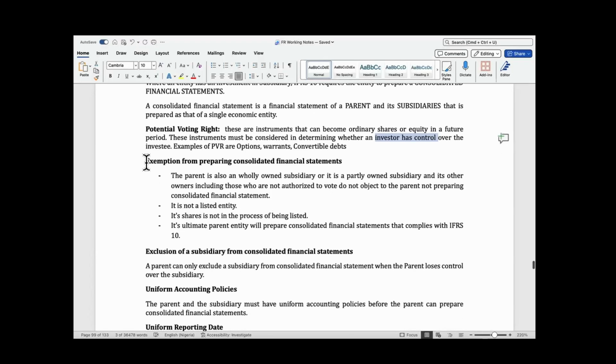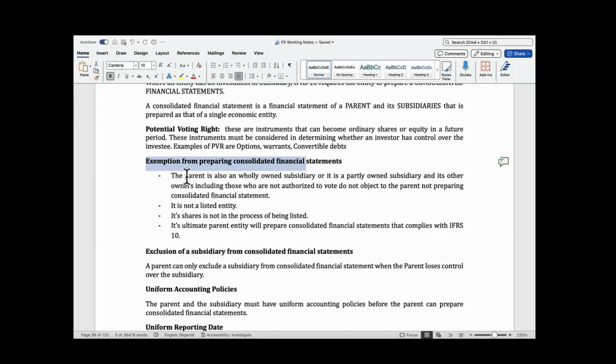Another one is exemption from preparing consolidated financial statements. Before you go ahead with preparing consolidated financial statements, aside from looking at potential voting rights, you must also consider the exemption allowed in IFRS 10.